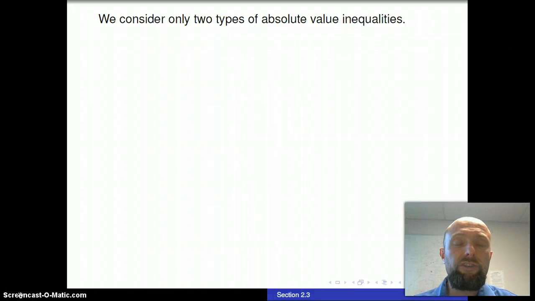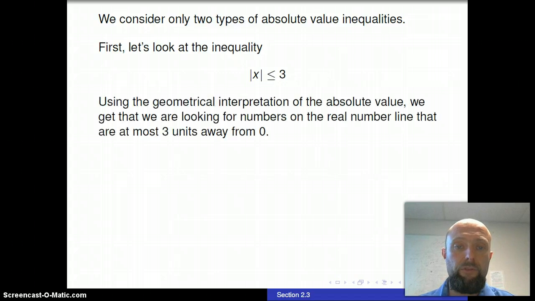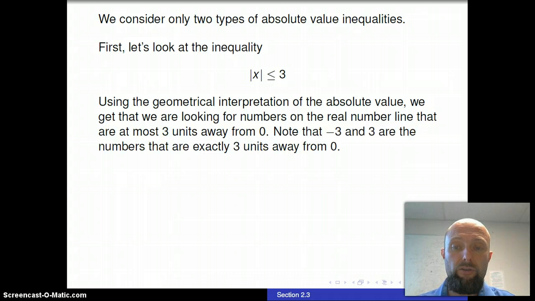In this course, we consider only two types of absolute value inequalities. First, let's look at the inequality the absolute value of x is less than or equal to 3. Using the geometrical interpretation of the absolute value, we are looking for numbers on the real number line that are at most 3 units away from 0. Note that negative 3 and 3 are the numbers that are exactly 3 units away from 0.